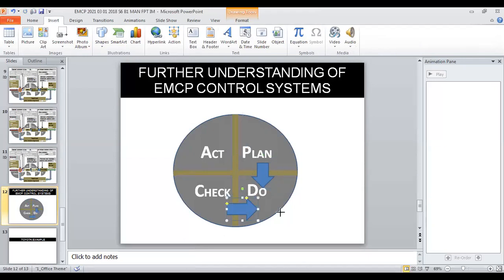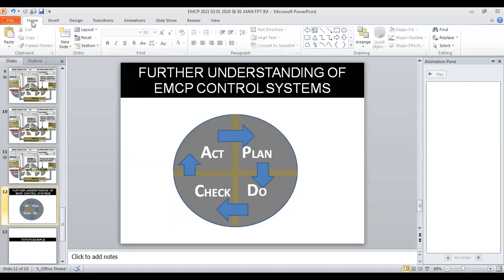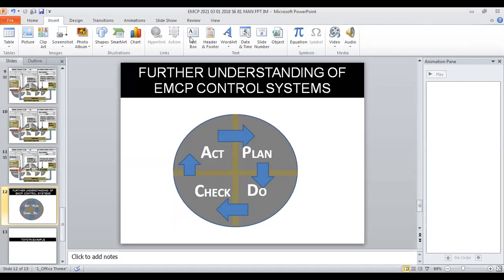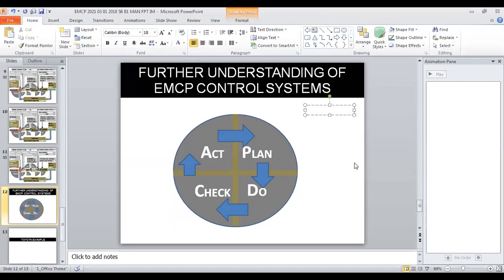Then you have to do the checking part. After that, this checking leads to actions, and actions lead to planning. So this is quite a standard cycle. We call this the PDCA cycle in management.